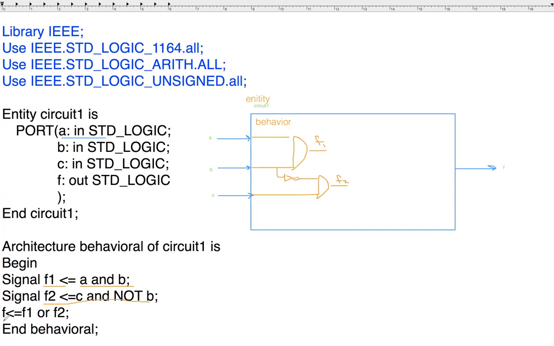And then F is going to be assigned F1 or F2. Okay, so I'm going to have an OR gate here for F1 and F2, and that's going to get assigned to F as the output. And so right here's our F on the outside. Okay, so that's how the behavior runs. It's all the inside. So the outside's the entity and the inside's the behavior.